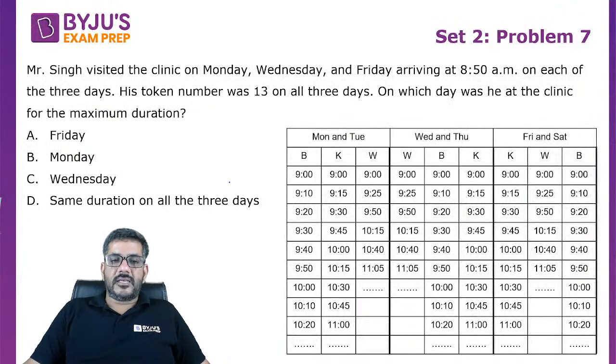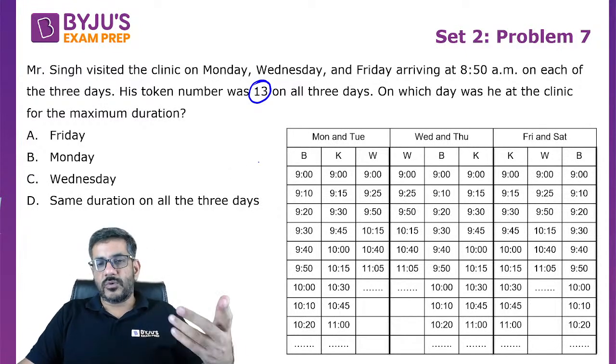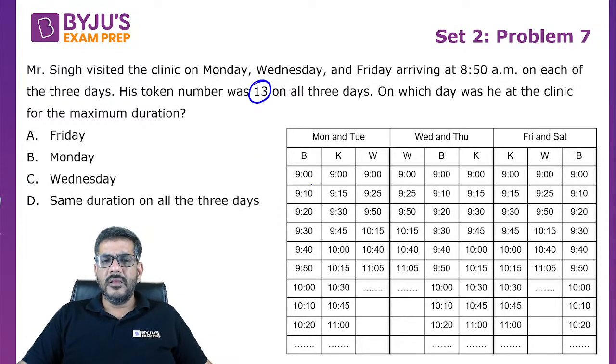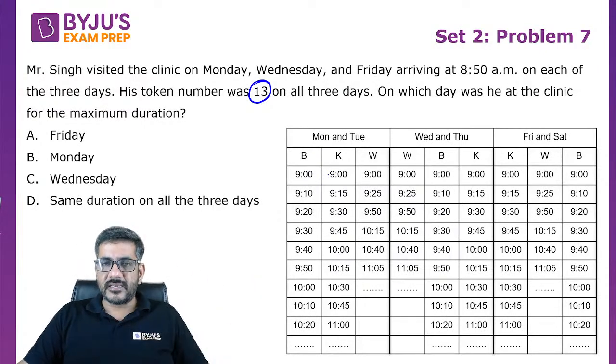Mr. Singh visited the clinic on Monday, Wednesday and Friday, arriving at 8:50 a.m. on each of the 3 days. His token number was 13 on all 3 days. On which day was he at the clinic for the maximum duration? So when was he at the clinic for the longest time? This is what the question is asking. So what I have done, just to explain it to you, I repeat, is that I have already written things down in advance to explain it to you.